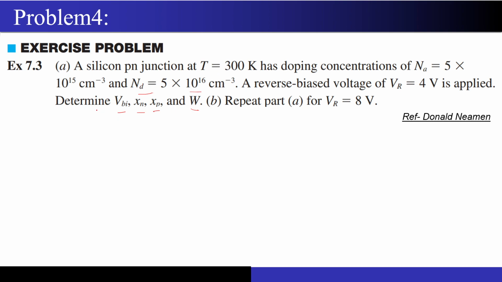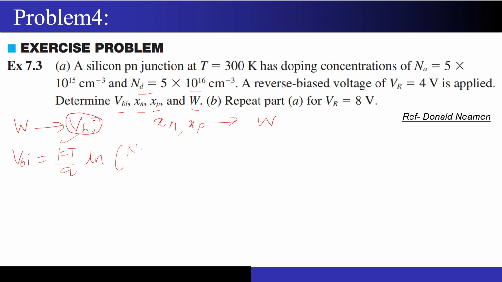First of all, we have seen that to calculate the value of W, I need the value of VBI, right? And to calculate the value of XN and XP, I need W, correct? So first of all, we have to find VBI to find the value of W, right? So let's try to find VBI first. VBI is nothing but kT by q ln of what? Na Nd upon ni square, correct?